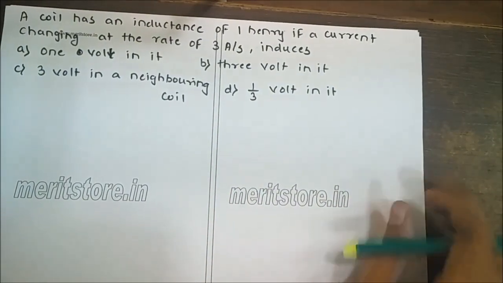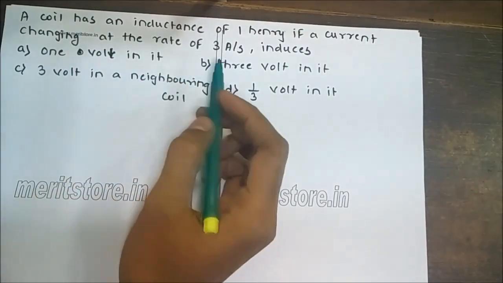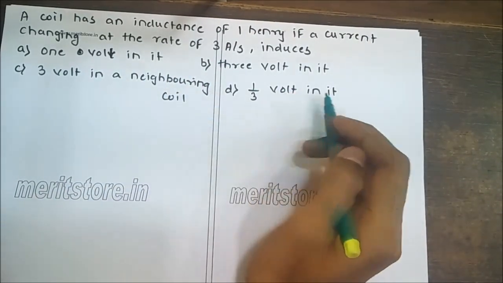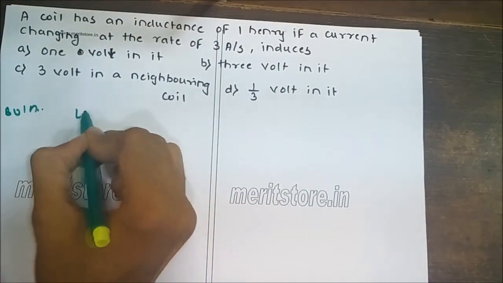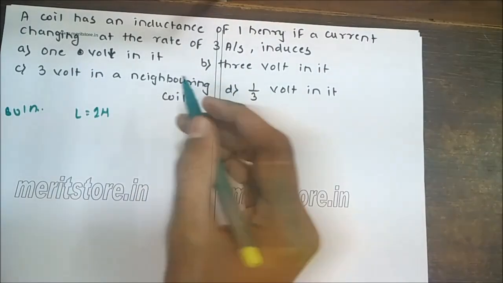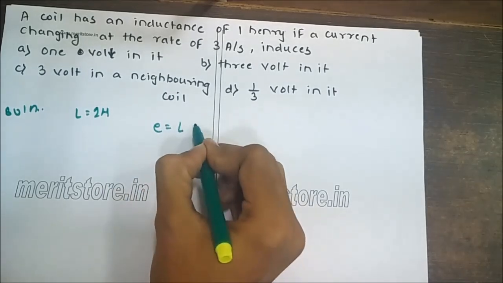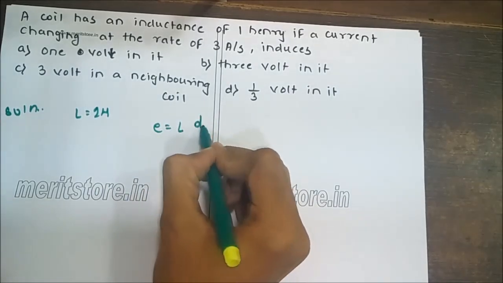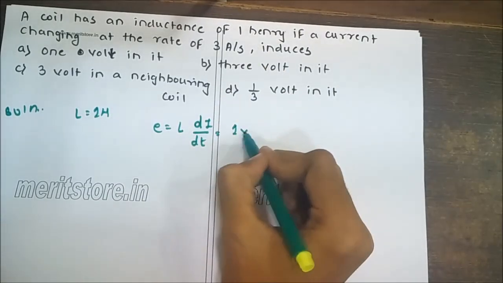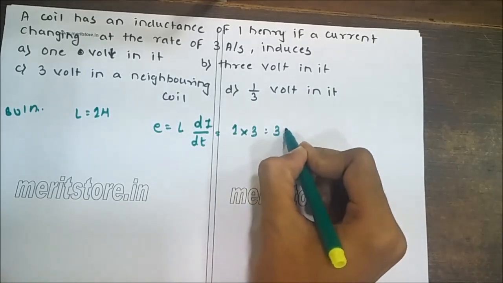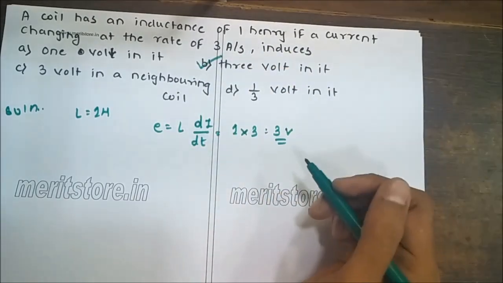A coil has an inductance of 1 Henry. If a current changing at a rate of 3 amperes per second is flowing, it induces: 1 volt in it, 3 volt in it, 3 volt in a neighboring coil, or 1 upon 3 volt in it. Okay, so we have given an inductance L of 1 Henry, and the current is changing at the rate of 3 amperes per second. So the induced EMF will be the inductance multiplied by the change in the current with respect to the time, that is 1 multiplied by 3. So that is 3 volts. So the correct option is B, 3 volts in it.